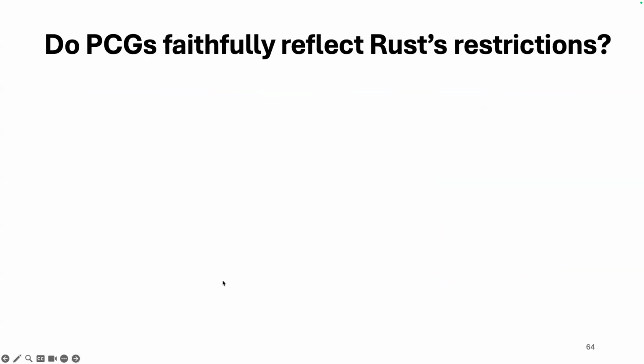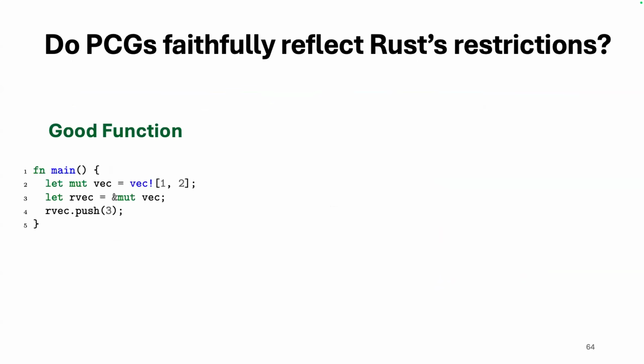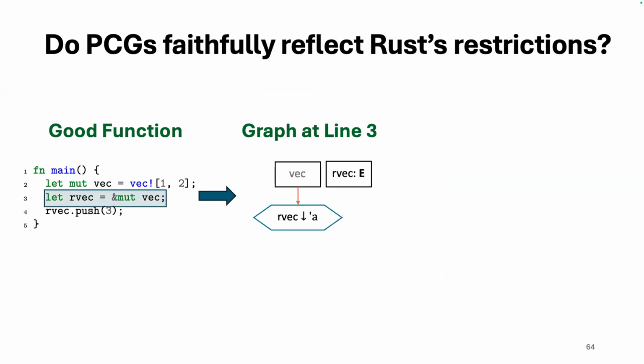So we want to make sure that if the PCG says, for example, we don't have capability to replace, that this is what the compiler actually believes. The way we evaluated this was using a mutation testing approach, where we would take a function from our big corpus of Rust functions, generate a PCG at some intermediate point, and then see what places don't have capability. So here we have vec being blocked by this borrow. So we should not be allowed to use vec at this point.